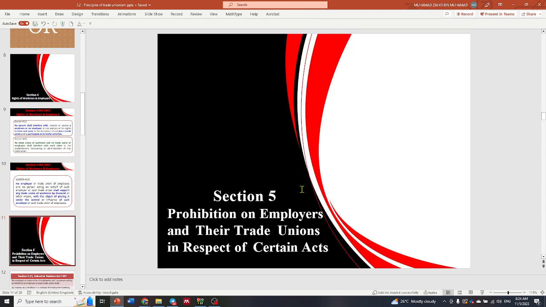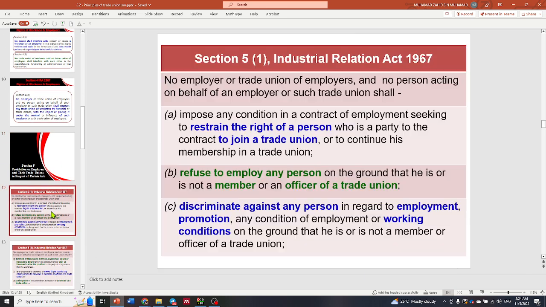Alright, in section 5 we are going to discuss the prohibition on employers and their trade unions in respect of certain acts. So in section 5 subsection 1, no employer or trade union of employers and no person acting on behalf of an employer or such trade union shall impose any condition in a contract of employment seeking to restrain the right of a person who is a party to the contract to join a trade union or to continue his membership in a trade union.